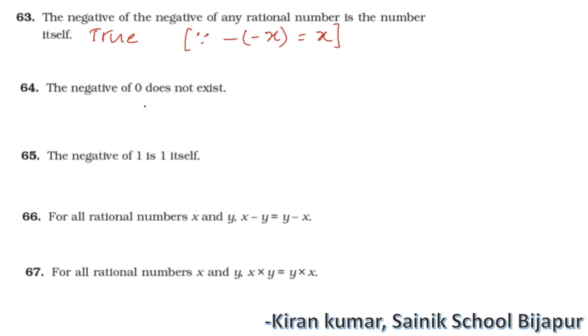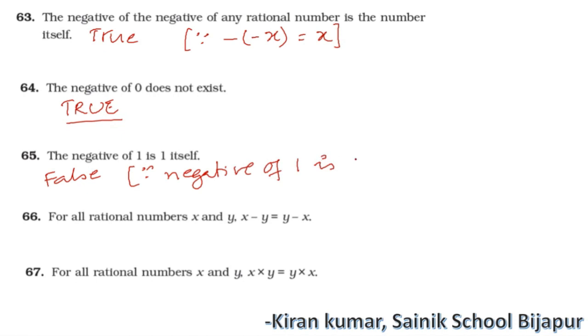The negative of 0 does not exist. This statement is true because 0 is neither positive nor negative. The negative of 1 is 1 itself. This statement is false because negative of 1 is minus 1.